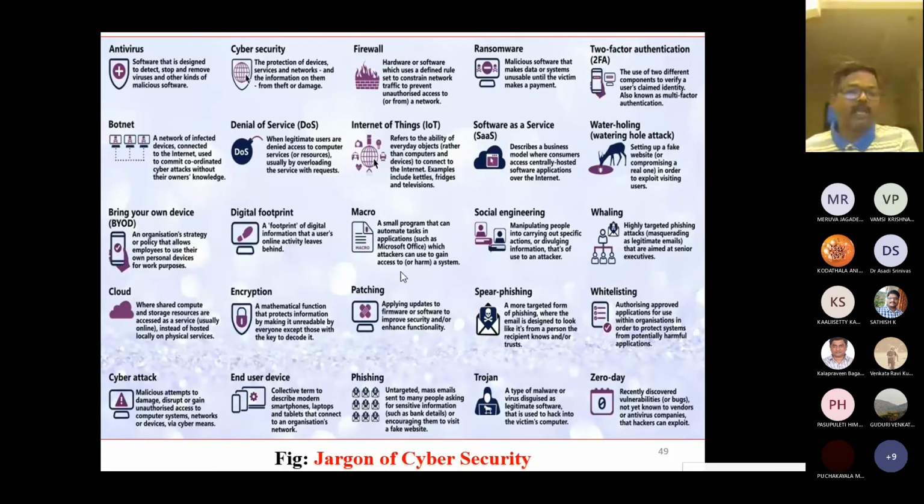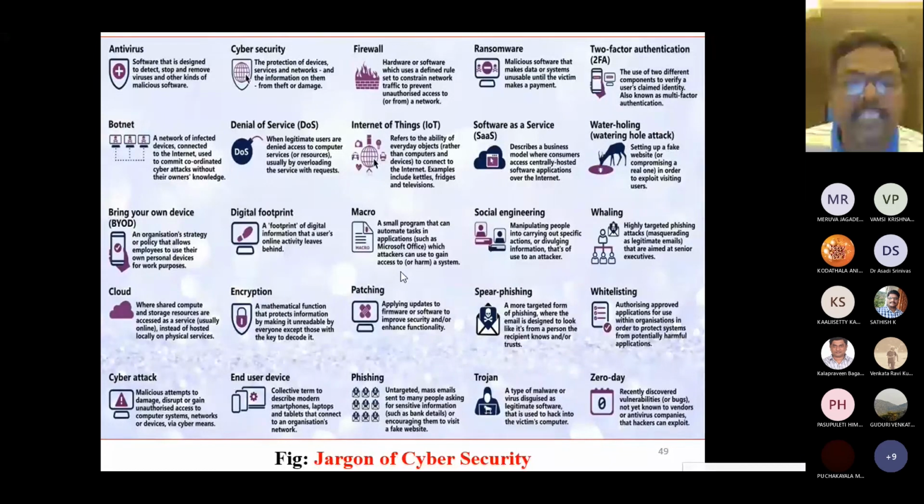Then what is meant by cloud? Cloud is nothing but internet-based technology, with high computing servers at one place somewhere else in a remote location, which we can access through the internet. Then what is meant by encryption? Encryption is a mathematical function that protects information by making it unreadable by everyone except those with the key to decode it. That means you are converting 1, 2, 3 to some XYZ. That is called encryption.